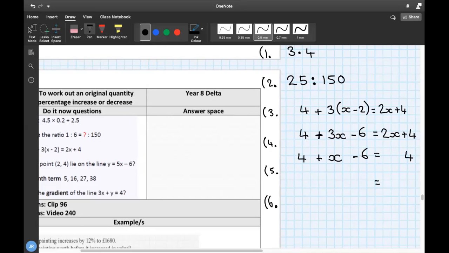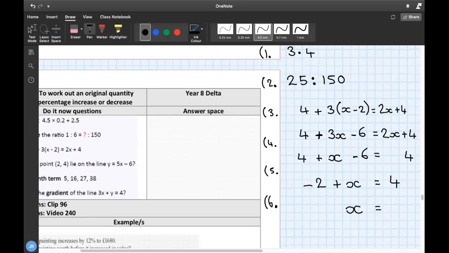Here I've got 4 and a negative 6, so positive 4 and negative 6. You combine those, you're left with negative 2. Then we've got our positive x, and that's all equal to 4. I now want x equals a number, so I need to get rid of this negative 2. When I say get rid, I mean turn to 0. How do you get from negative 2 to 0?